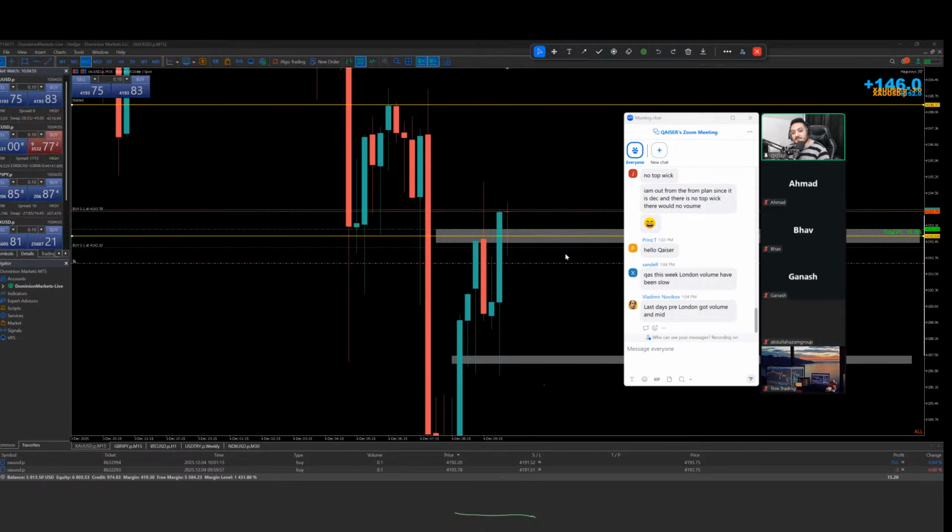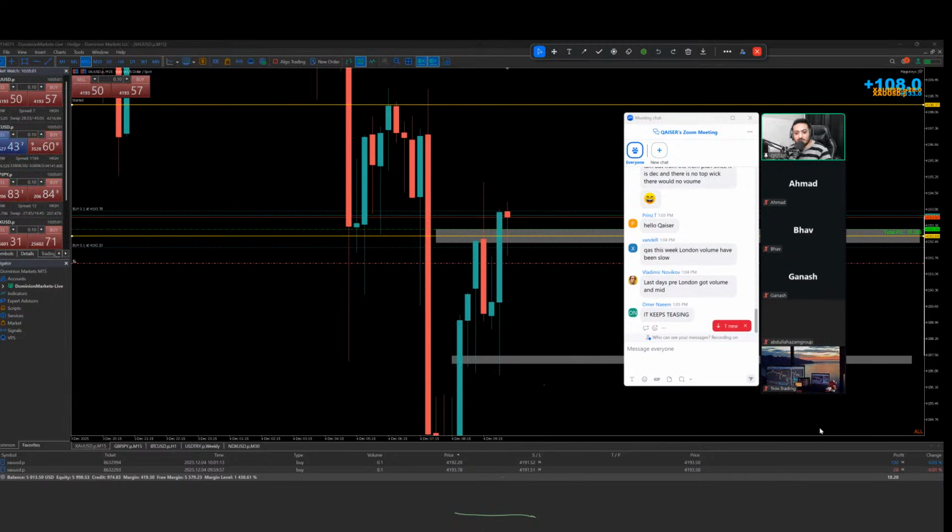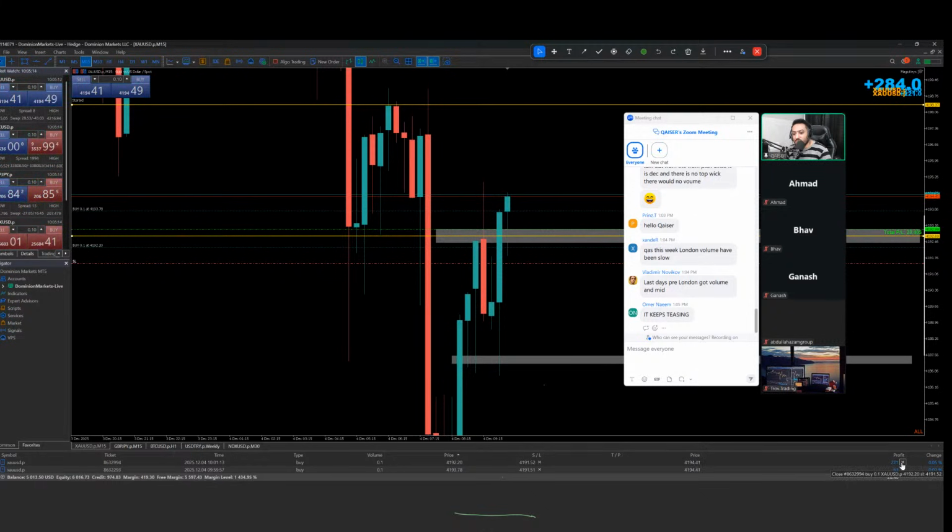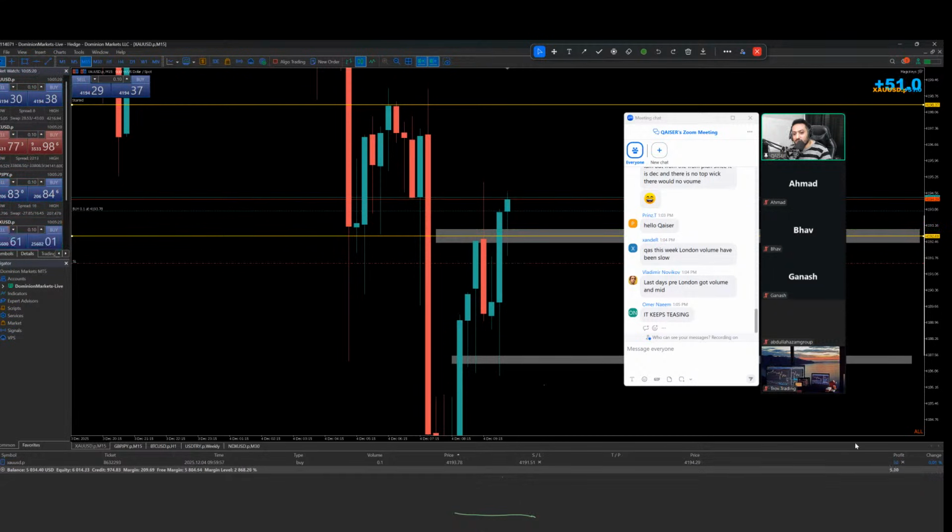Okay, last was pre-London, which got volume, and mid. Okay, we'll see. Come on, it's struggling right now with the volume actually. You know what? Wow, it's pushing now, pushing now. At this area, I'm going to close my one position, 22 pips, something like that. I think so. Yeah, this position I'm going to close.